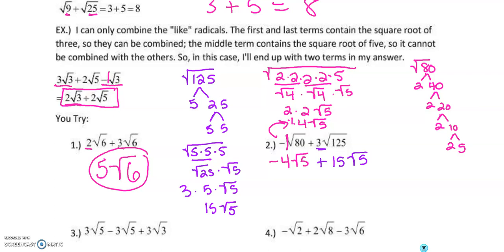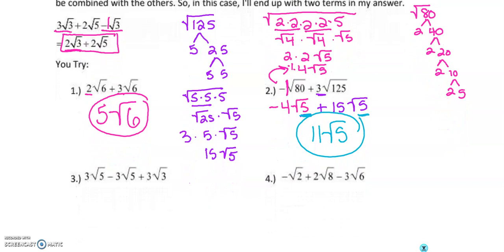Now here we can go ahead and combine because we do have the same number under the radical sign. We have radical 5. So now all I'm doing is putting together my coefficients. I have -4 plus 15. That's going to give me a positive 11 radical 5. So they can get pretty complicated. We always want to look for the numbers that we can simplify.